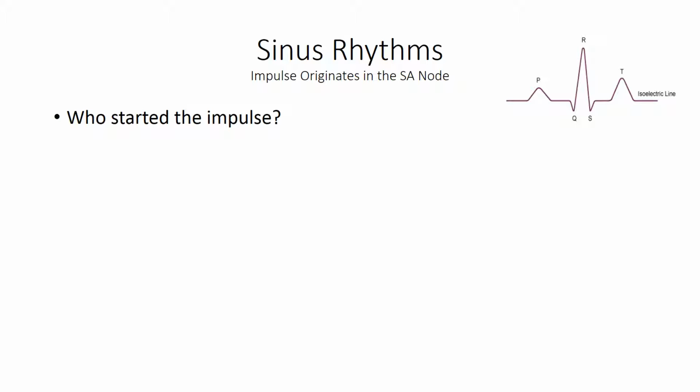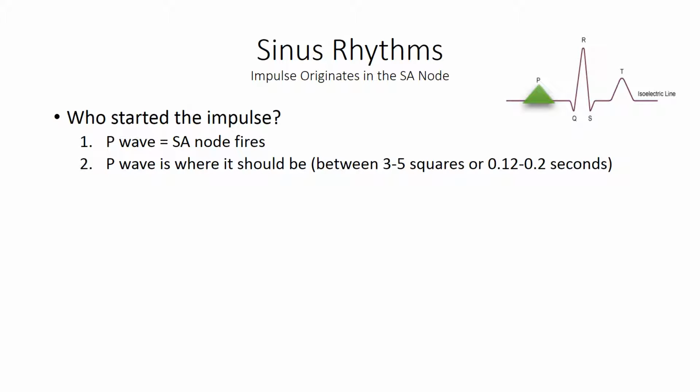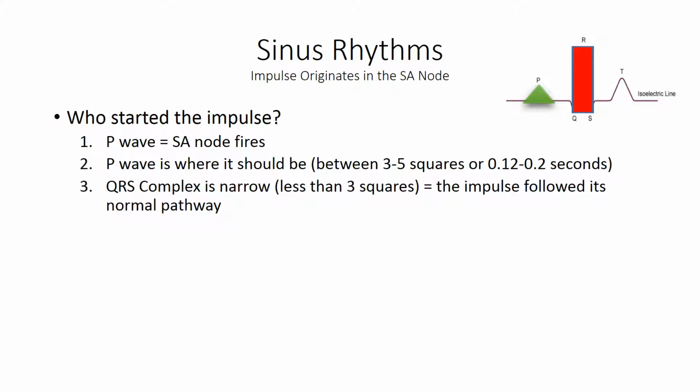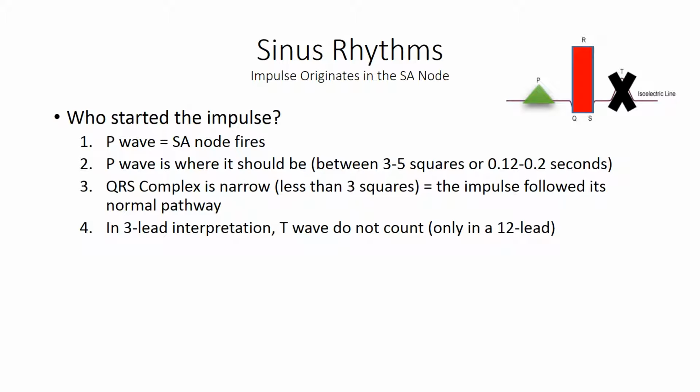Sinus rhythms are electrical impulses that originate in the SA node. We can identify that by a P wave, a temporary pause of 3 to 5 small squares before a narrow QRS complex. Now, in 3-lead interpretation, we do not worry about the T wave. That is only important in a 12-lead interpretation. Today we're going to be talking about sinus variations in rate, rhythm, as well as events.